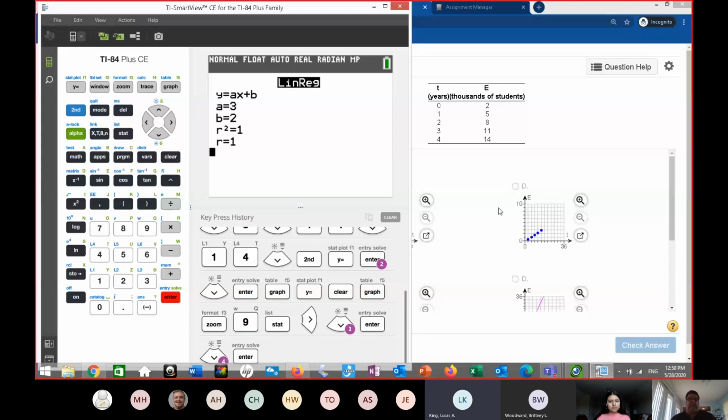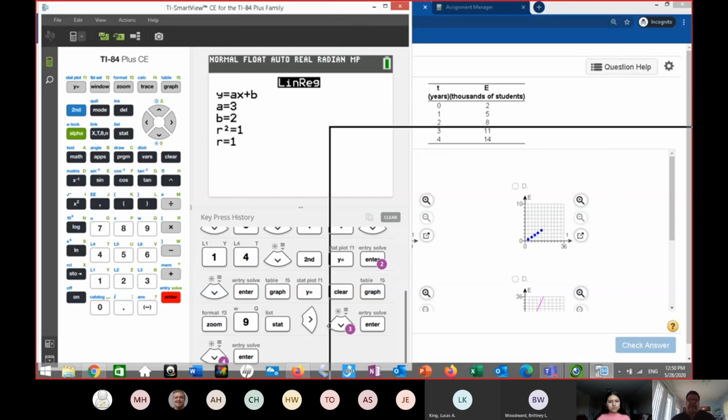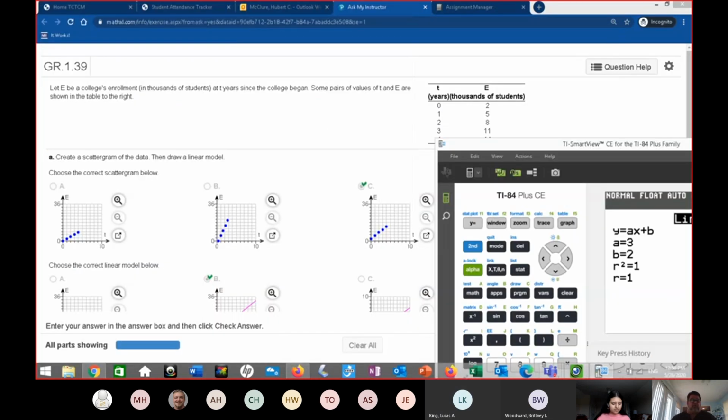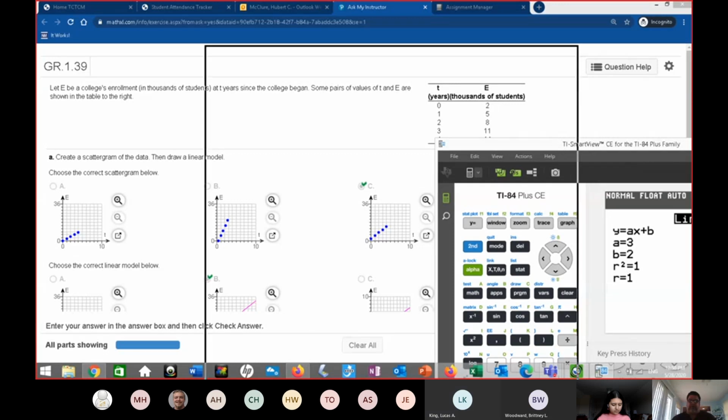Okay, so let's see what they're going to ask. Well, which one does it look like? Well, it doesn't look like B. Let me move this. Let me just get my calculator out of the way.